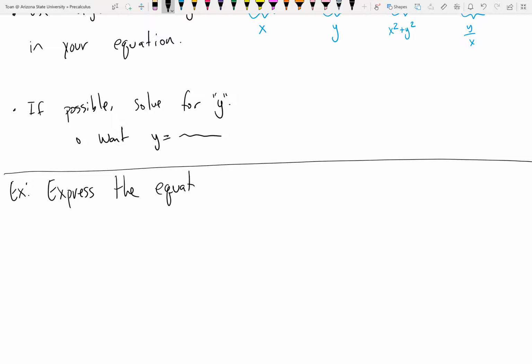This is what the instructions will say. This is how it's going to be phrased. Express the equation x squared equals 4y in polar coordinates. As you can tell, they give you an equation with x's and y's, so that's rectangular. So obviously they want you to convert it into polar.